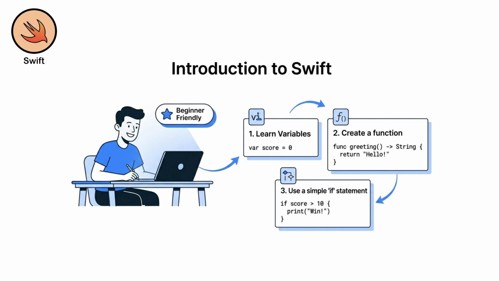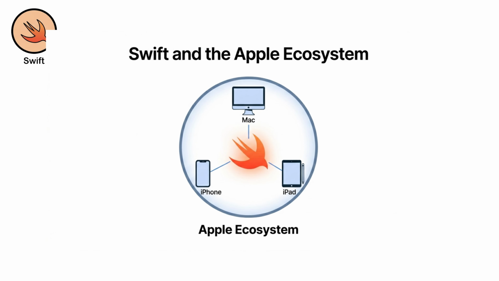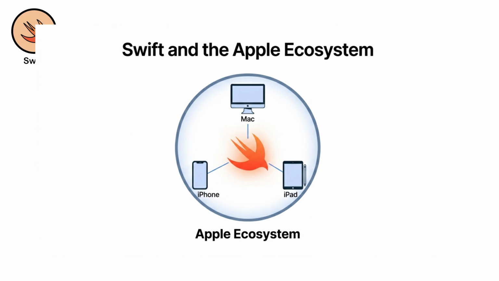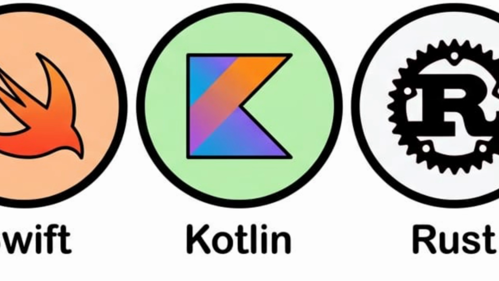It's faster than Objective-C and more readable, which makes it genuinely easier to pick up for someone new to Apple development. The limitation is that it's tightly tied to Apple's ecosystem. Swift is not useful outside of Apple platforms in any practical sense, which means the skills don't transfer as broadly as something like Python or JavaScript.